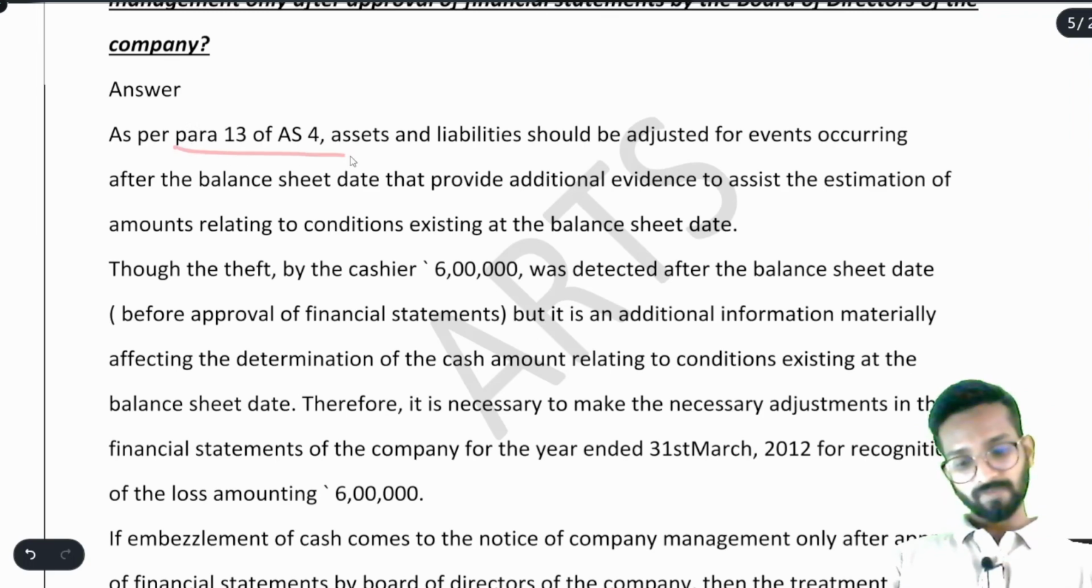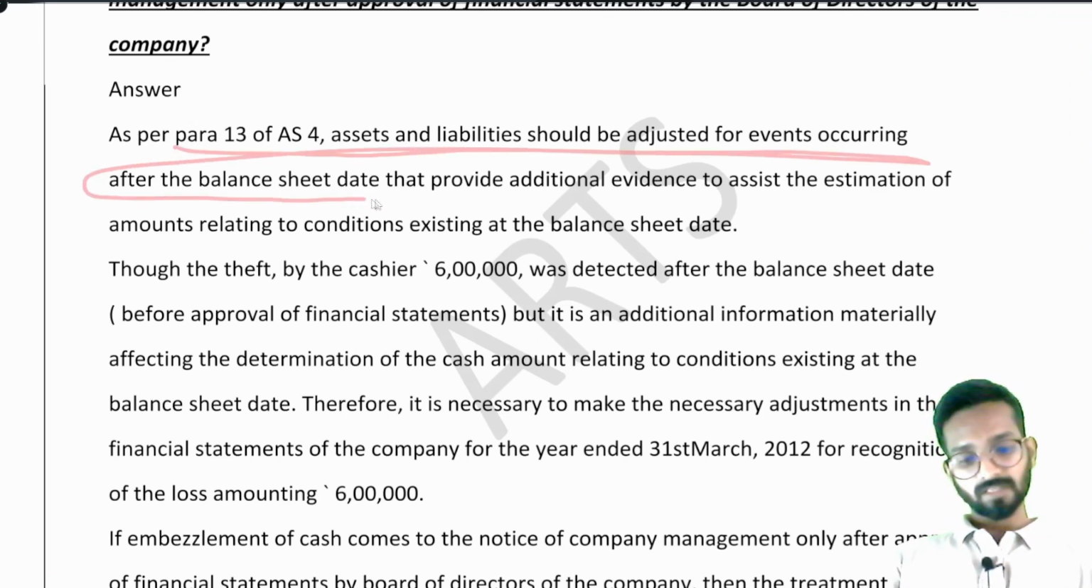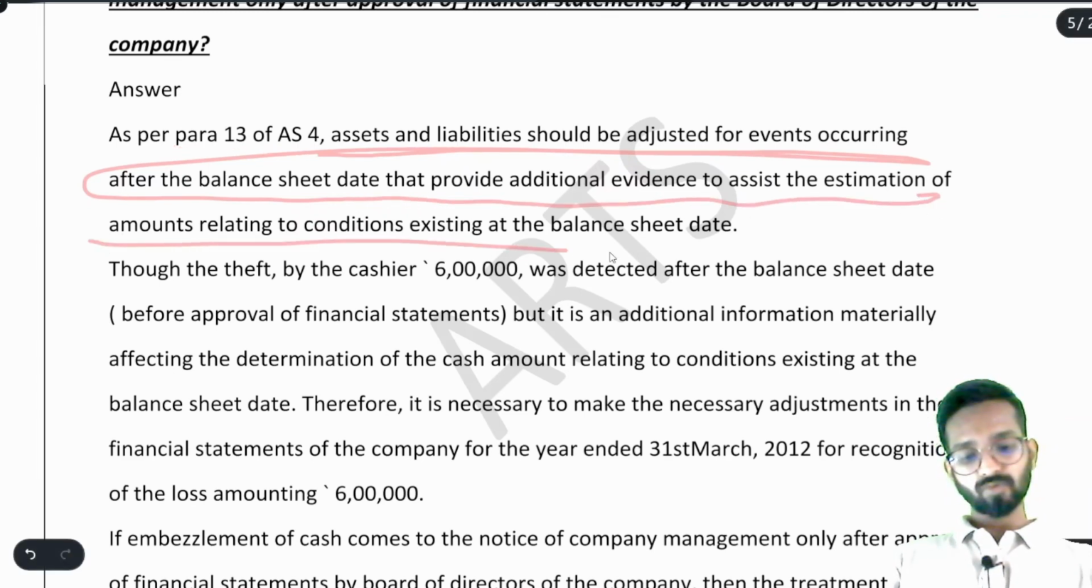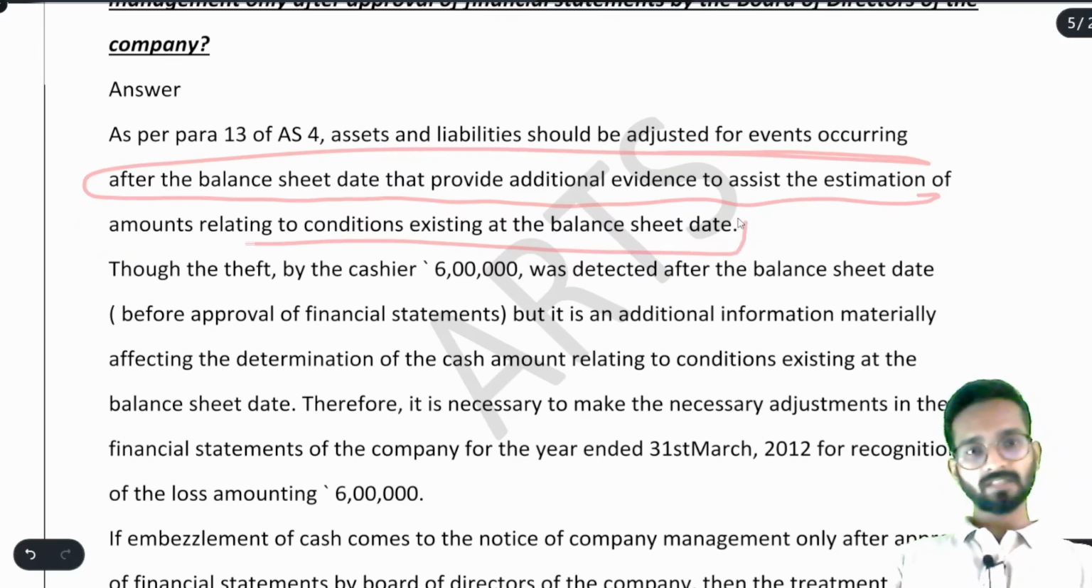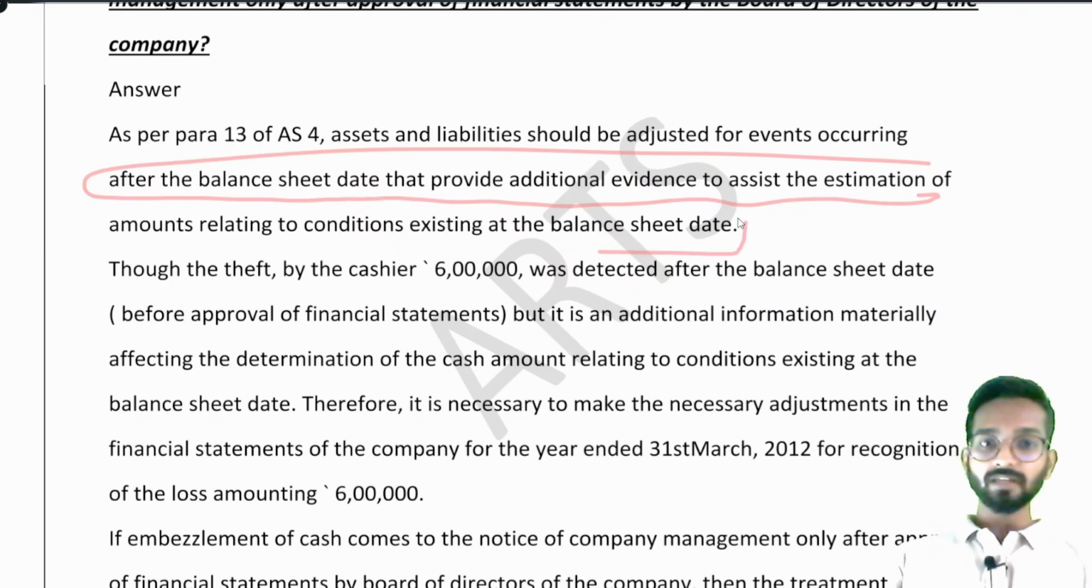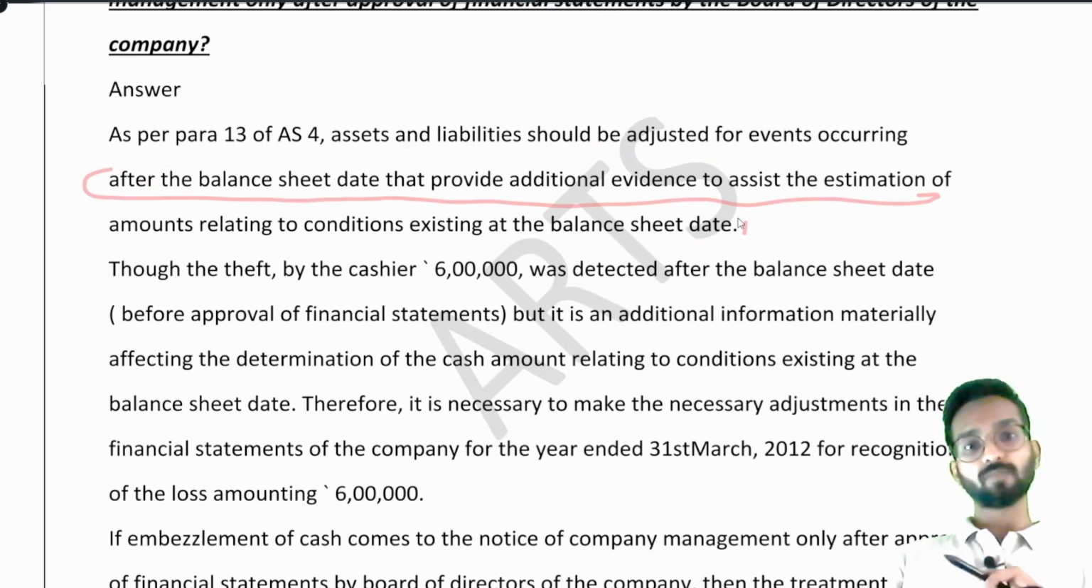As per para 13 of AS4, assets and liabilities should be adjusted for events occurring after the balance sheet date that provide additional evidence to assist the estimation of amounts relating to conditions existing at the balance sheet date. The condition was already there, that the theft had been done. What was the event? The event was that the management found out about the theft.